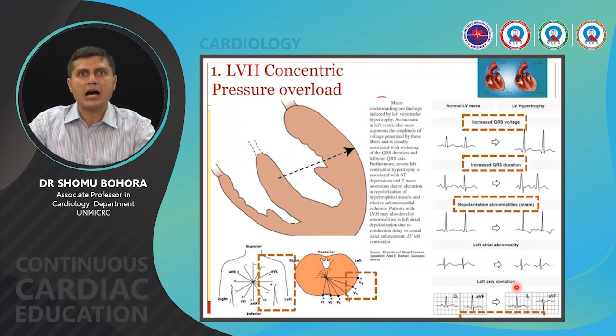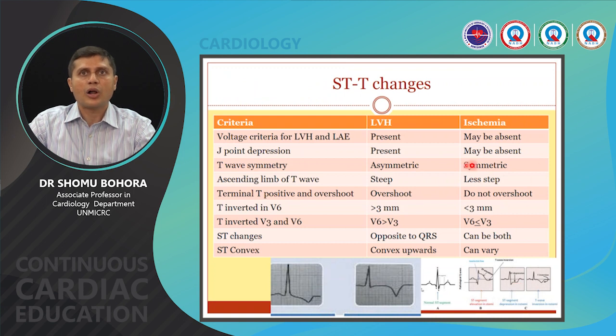So these are the basic criteria that you should understand, and because of these criteria you can give a lot of differentials, mainly ischemia. So if ischemia is present, the voltage criteria of LVH and LAE may be absent. It may happen in a patient who already has hypertension, but they may be absent, while in LVH, STT changes are always present.